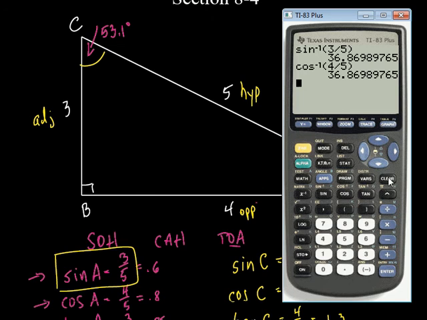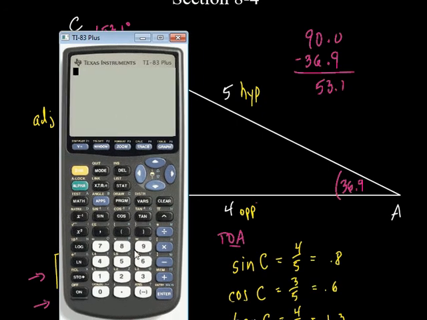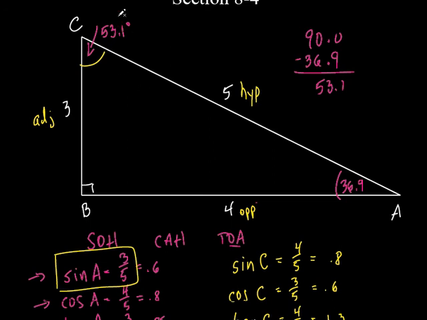Yeah. Let's try it. So let's put it over here. So what do we get? We hit... it's the inverse sine of 4/5, right? So second function sine of 4 divided by 5. And that gives you, yeah, look at that, 53.1, just like we said it was. Isn't that cool? So that's 53.1.